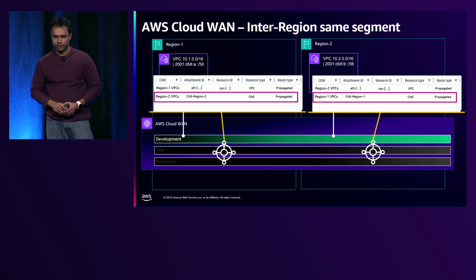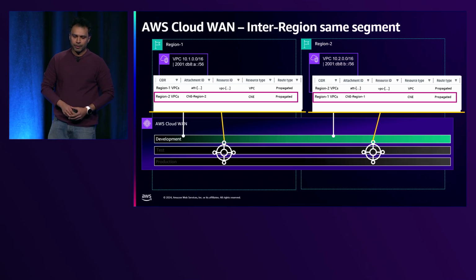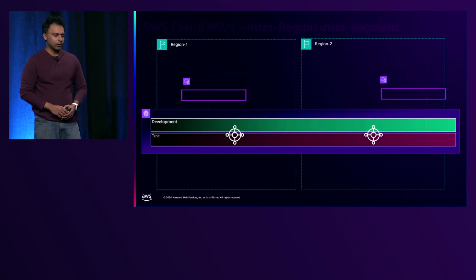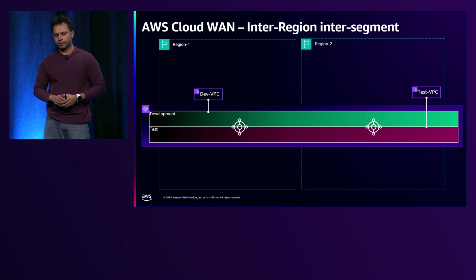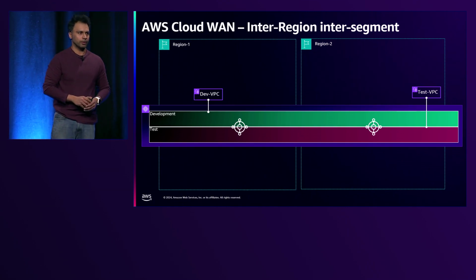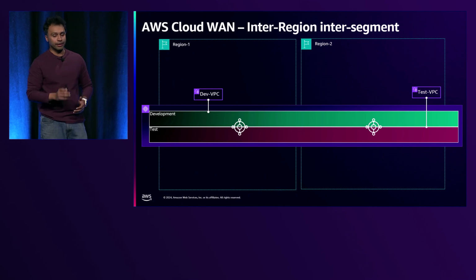So if we expand this scenario a little bit and we start talking about VPCs across different segments, the diagram looks a lot like this. Now you have dev VPC on the left and a test VPC on the right-hand side in different regions.